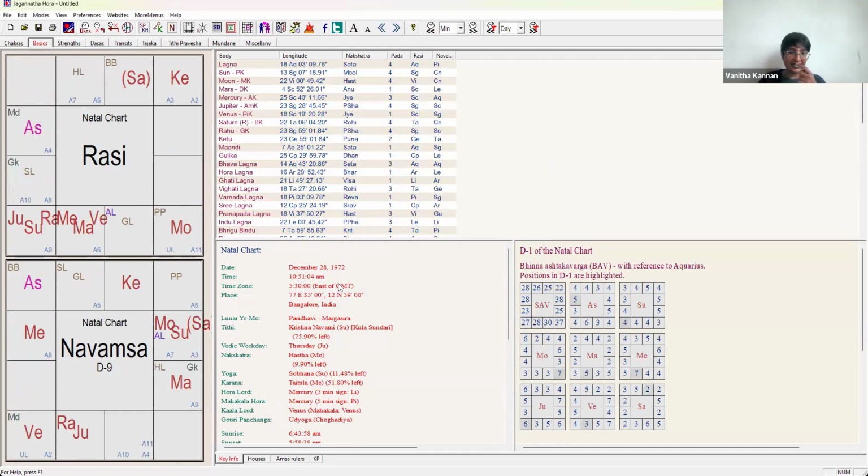Okay, this is correct, right? December 28, 1972, 10:51 a.m. Kumbha Lagna, and this one is correct. Kanya Rashi, Hasta Nakshatra, Kanya Rashi. Wow, this is wonderful. 1, 2, 3, 4.